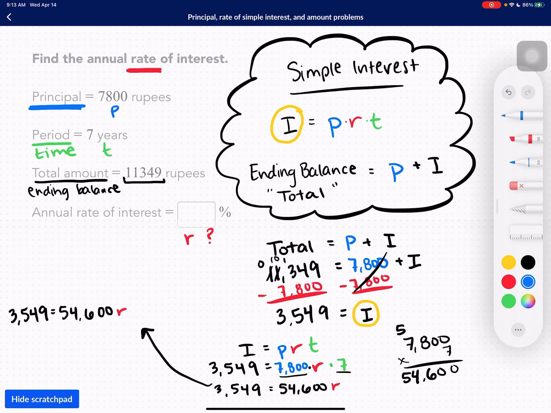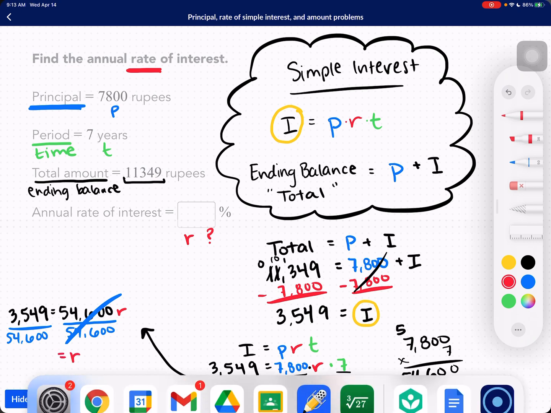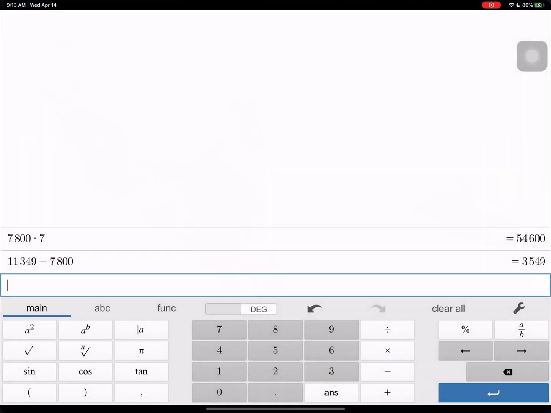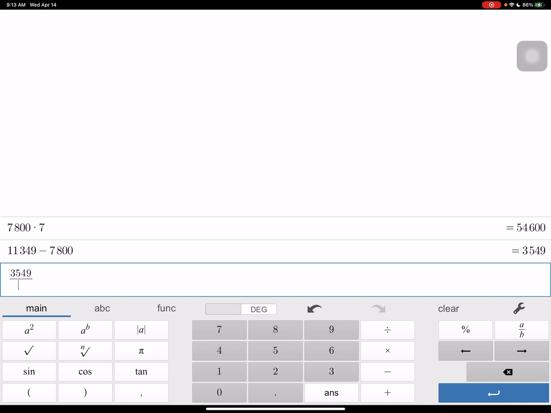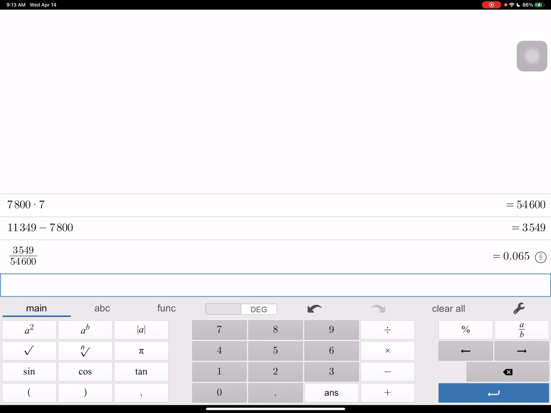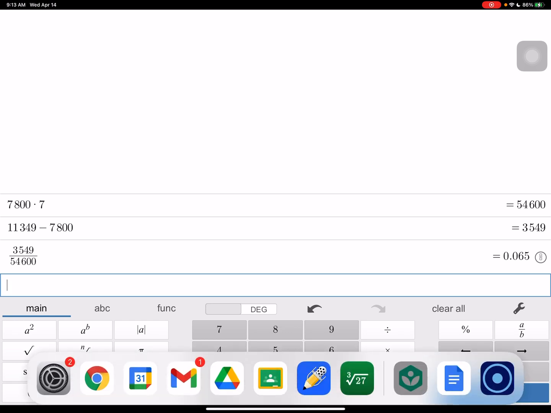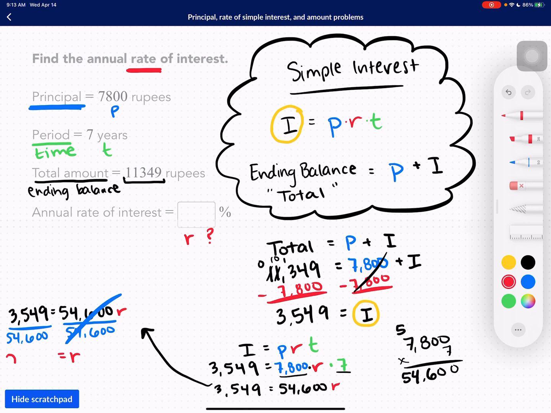To undo that multiplication here, we have to divide both sides by 54,600, because it divided by itself is just 1, so I'm left with 1R. So now I'm going to go ahead and use my calculator. I have 3,549 divided by 54,600. And I get 0.065. So that is our rate, but they want it written as a percentage.